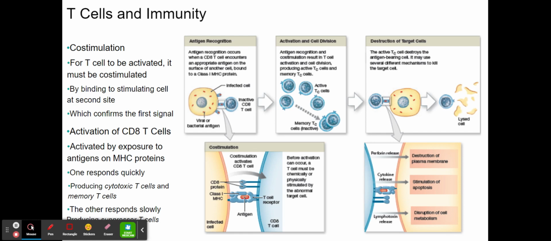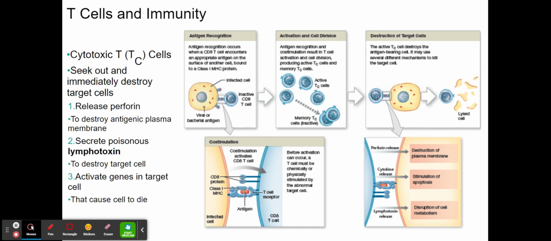If a cell displays an unusual antigen but does not display the "I am an active phagocyte" or "I am infected" signal, the T cell activation will not occur. Co-stimulation is important only in determining whether a T cell will become activated. Once activation has occurred, the safety is off and the T cell will attack any cells that carry the target antigens. Two different types of CD8 T cells are activated by exposure to antigens bound on class 1 MHC proteins. One type responds quickly, giving rise to large numbers of cytotoxic T cells and memory T cells. The other type responds more slowly and produces relatively small numbers of suppressor T cells.